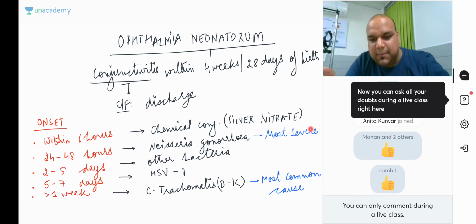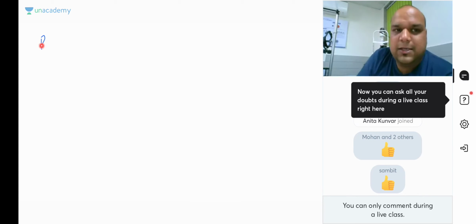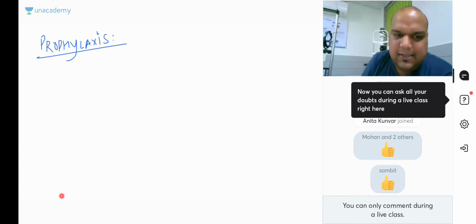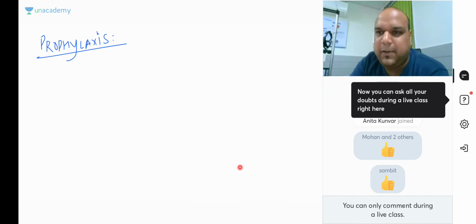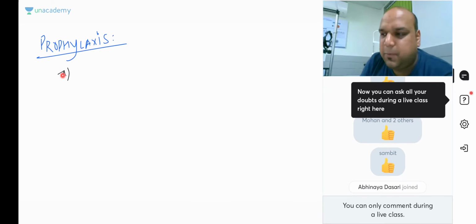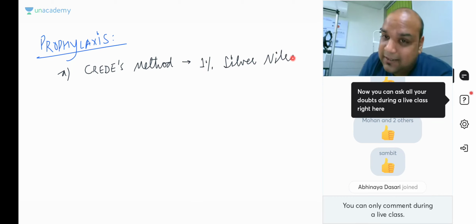What is important is prophylaxis at the time of delivery or just after delivery. We don't want this to occur. That's the main thing; we don't want to have to treat it. We should be able to prevent it after birth. So in earlier days, prophylaxis was done by something called Creed's method. Creed's method used 1% silver nitrate. I hope you understand the dichotomy.